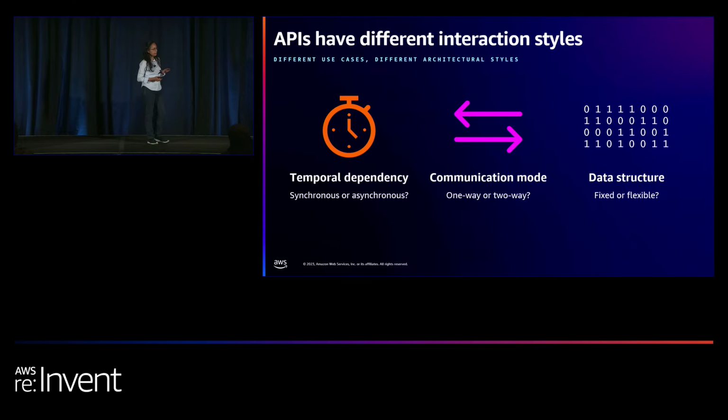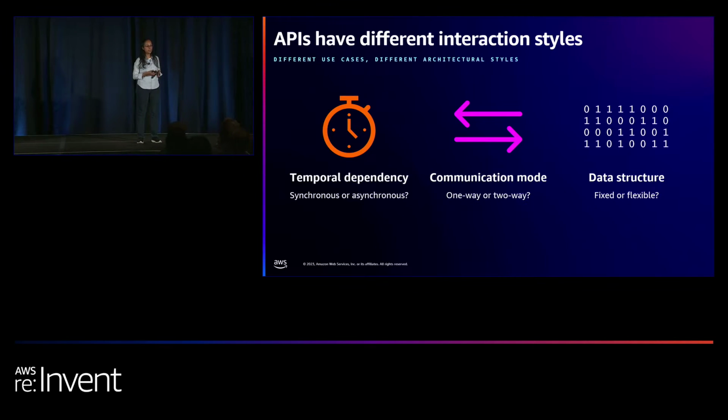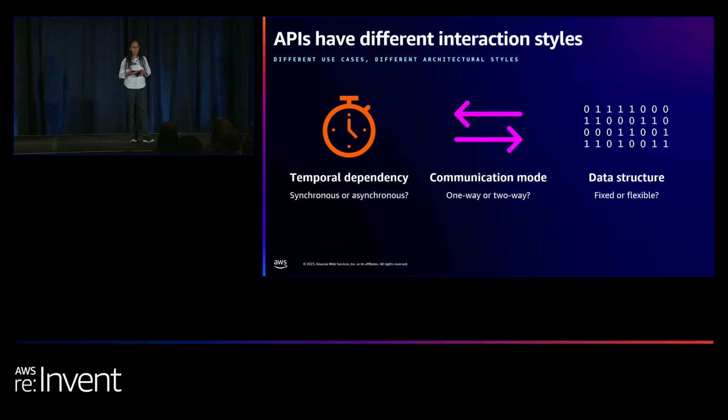As a first step, think about the access patterns your API needs to support. We've shared some dimensions here you can use to describe API interaction. Temporal dependency has to do with whether your client gets data immediately in response to a request or not. If yes, the interaction is synchronous, else it is asynchronous.